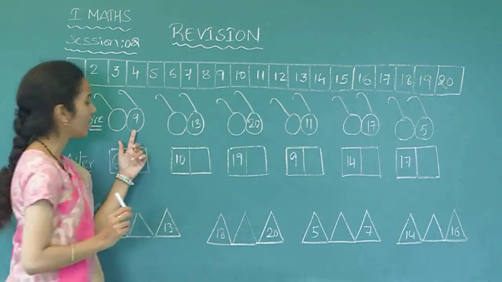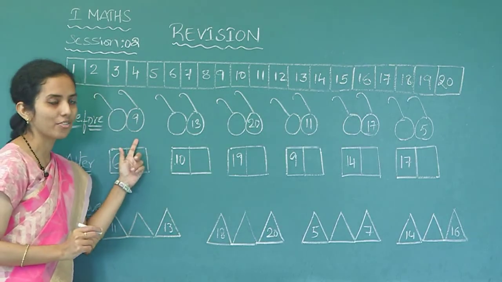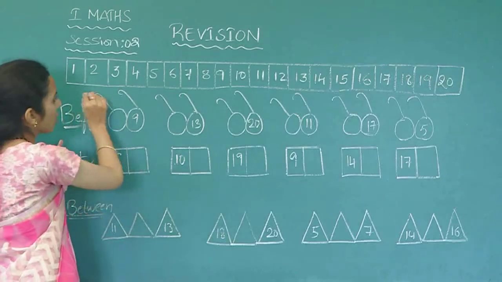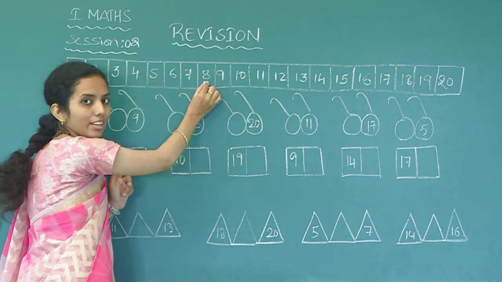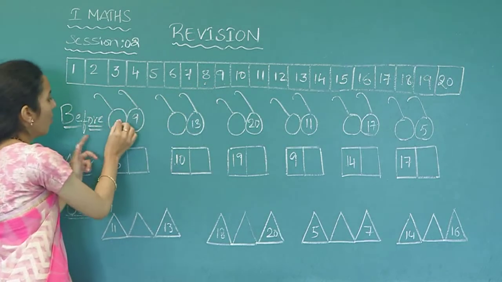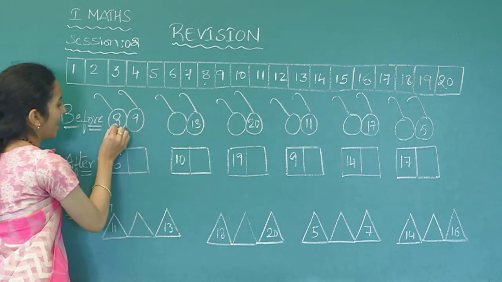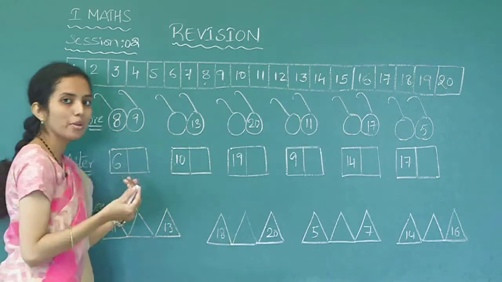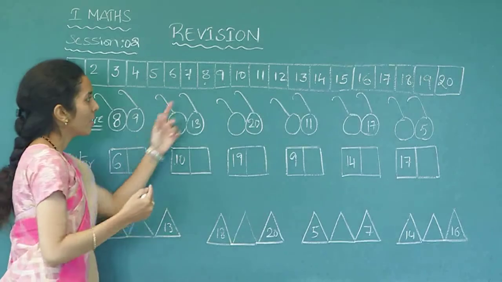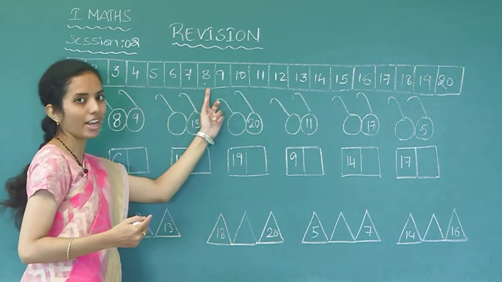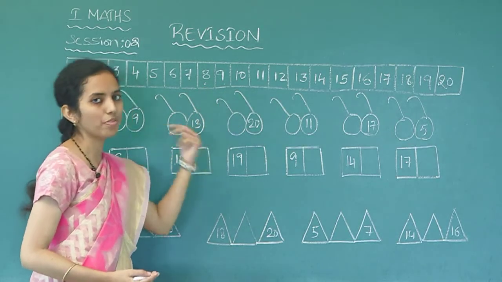So, what is our first number? 9 is given. Where is 9 in the strip? 9 is here. And what is before 9? 8. So, write 8 here. Before number means the number which comes first than the given number. So, 8 is coming first and after 8 there is 9. That is the before number.